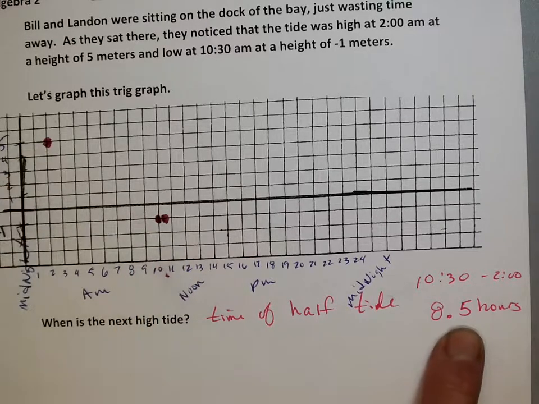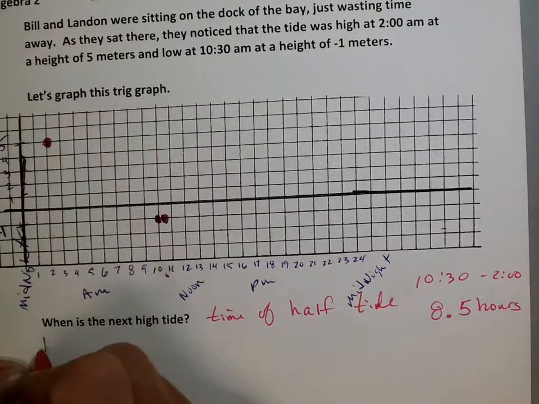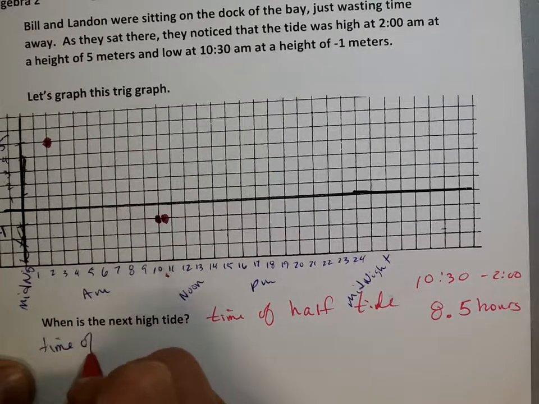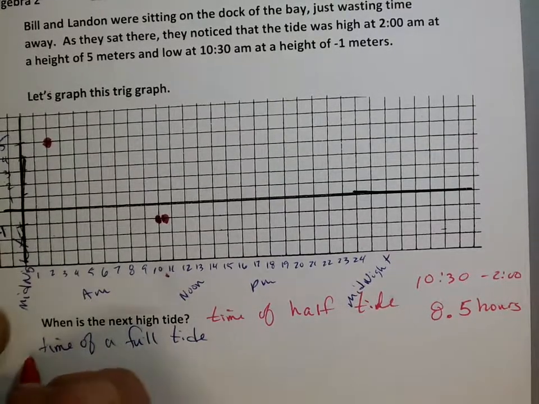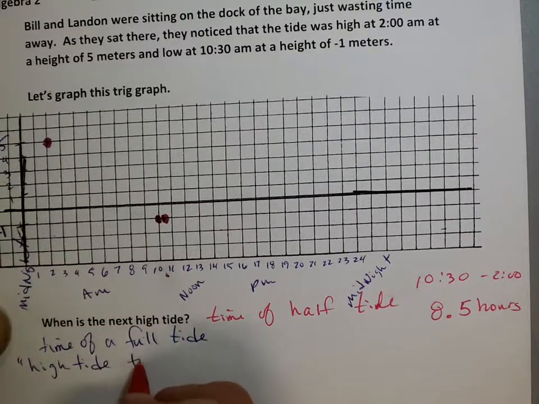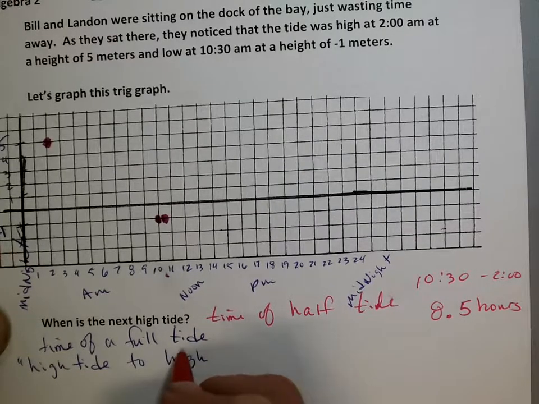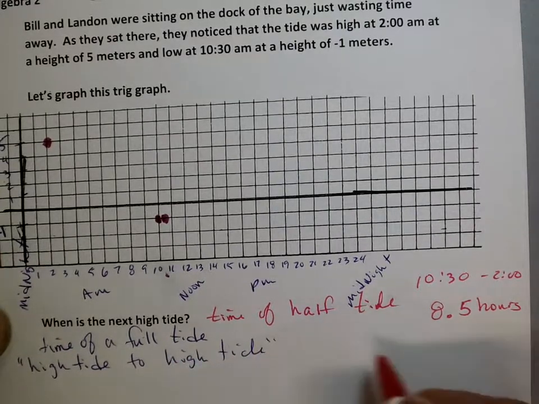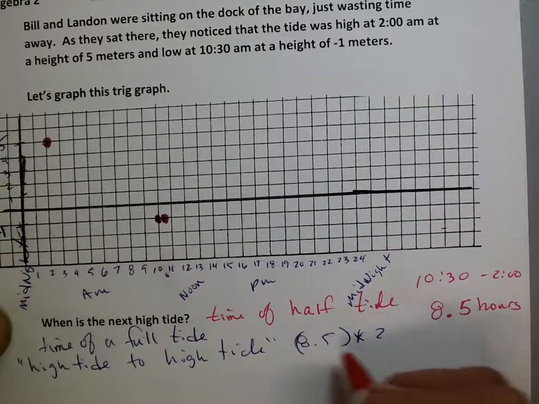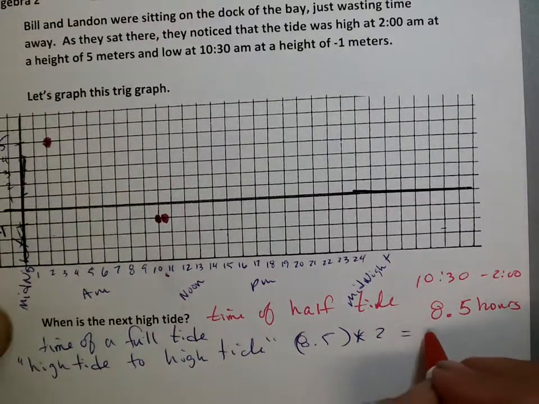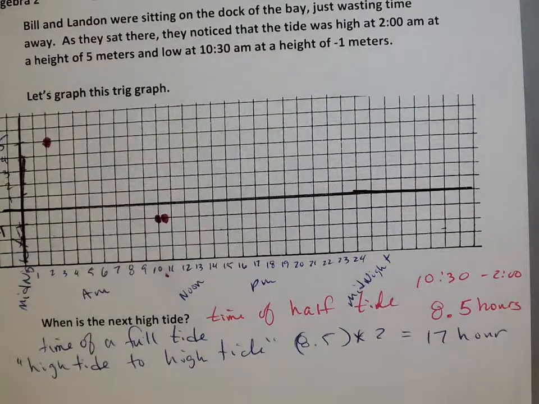So then if I do another 8.5 hours, I can get a full tide. From high tide to high tide is full tide, okay? So the length, or the time of a full tide, meaning high tide to high tide, is going to be 8.5 times 2, which is 17, right? So 17 hours. So one full tide is about 17 hours, right?